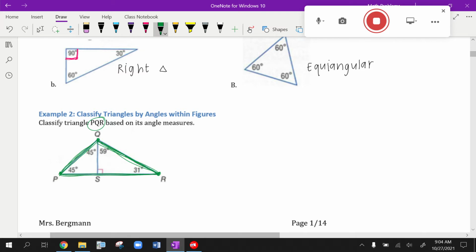So let's see. I see that angle P is 45 degrees. Angle R is 31 degrees. However, for angle PQR, I'm going to have to use my angle addition postulate. So first, let me see what's the measure of angle PQR. I would have to add up the measures 45 and 59 together to get the measure of angle PQR. I can already tell that that's greater than 90. So since it's greater than 90, I know that triangle PQR is an obtuse triangle.